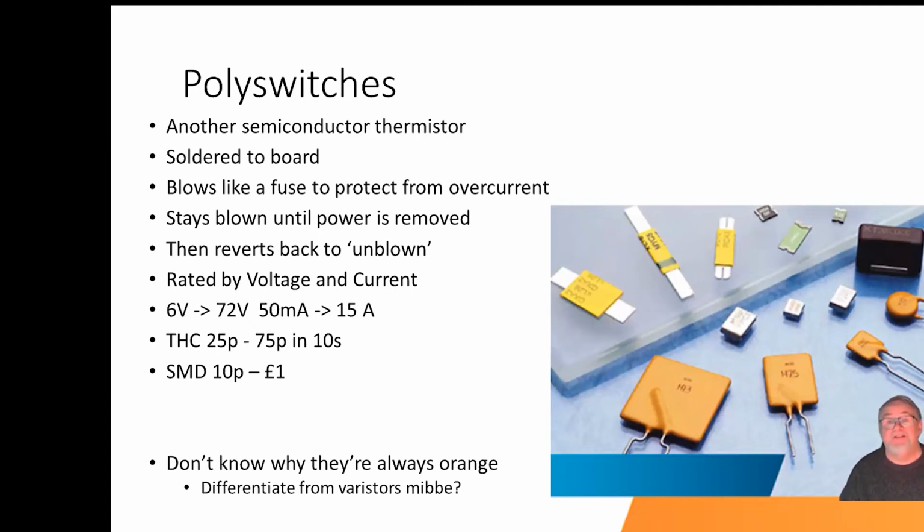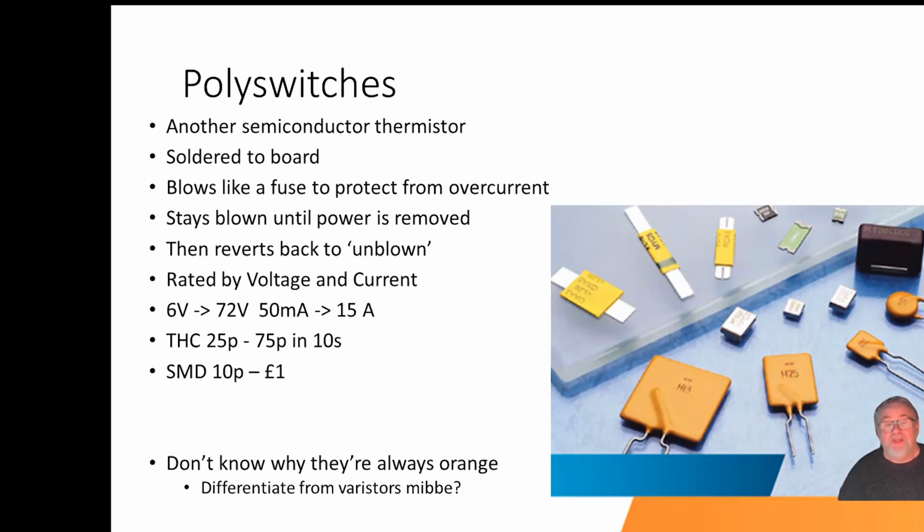Same as the varistors are all blue. And I don't know why the varistors are all blue and the Polyswitches are all orange. I think it might be so that you can tell them apart, because these are effectively fuses, and you wouldn't want to put a fuse in where there's a varistor. A varistor's there to limit current. This would actually just blow.